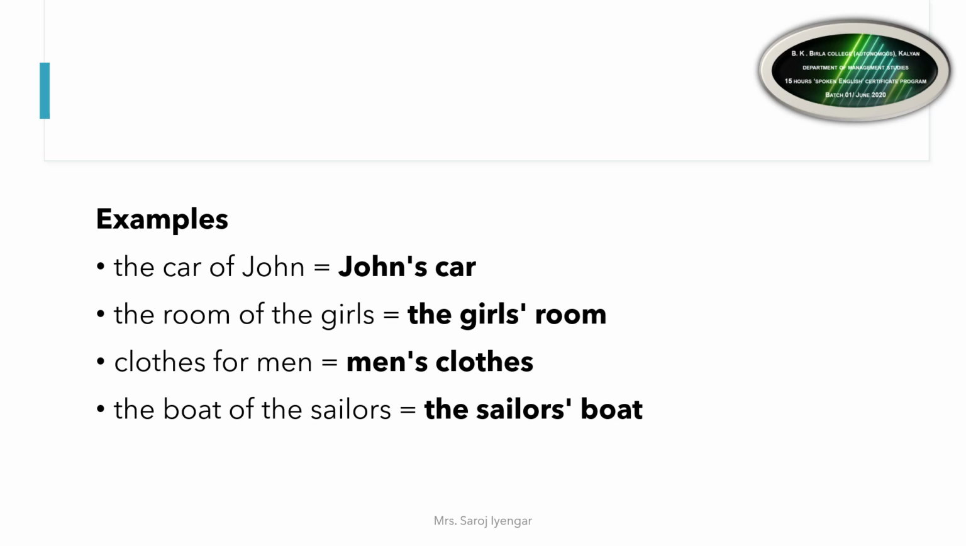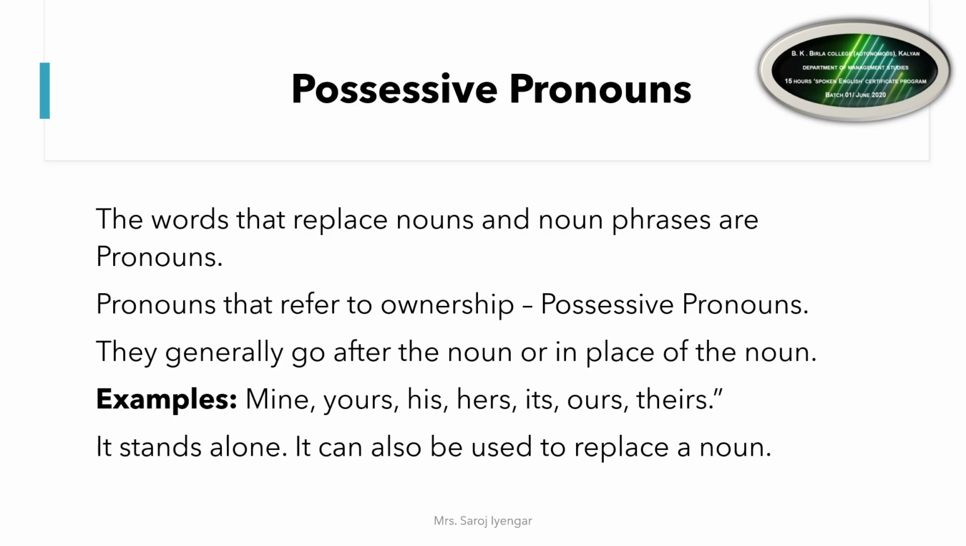So here are a few examples. The car of John. We don't say the car of John, right? We need to show that the car belongs to John. So I'll say John's car. The room belongs to the girl, so I would say the girl's room. The clothes belong to men, so I'll say men's clothes. Although men here is a plural form, whenever it comes to a possessive noun, we put it as men's clothes. The boat of the sailor, the sailor's boat. So these are a few of the examples of possessive nouns.